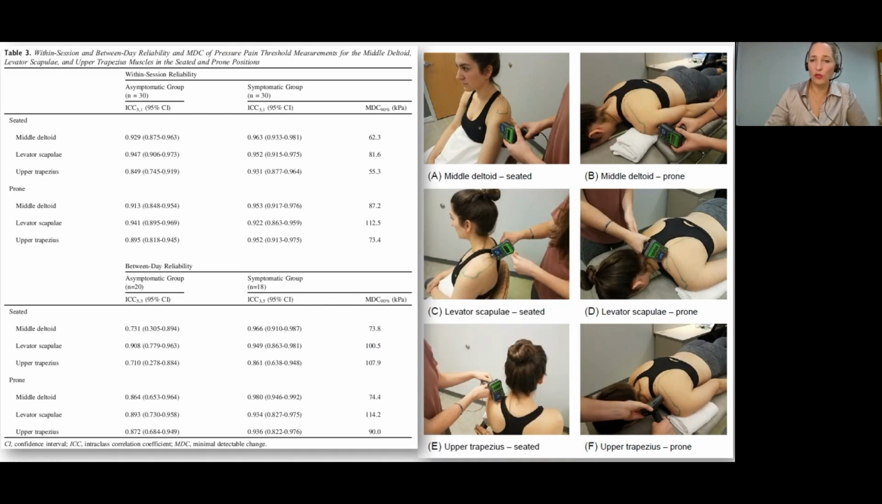What they also tested, by the way, within a few days, and they found really between good and excellent repeatability. The excellent repeatability was mostly in the symptomatic group, and in the asymptomatic group, there was between good and excellent repeatability. So this is another study showing that the AlgoMed has great repeatability. By the way, you can see that they are holding the AlgoMed with two hands, like I'm recommending you to do.